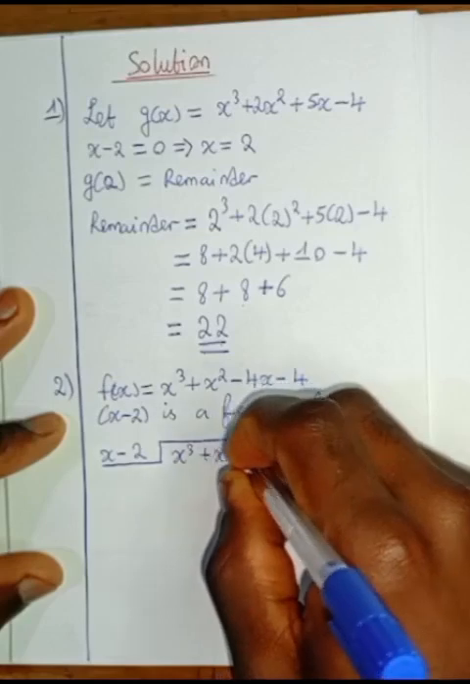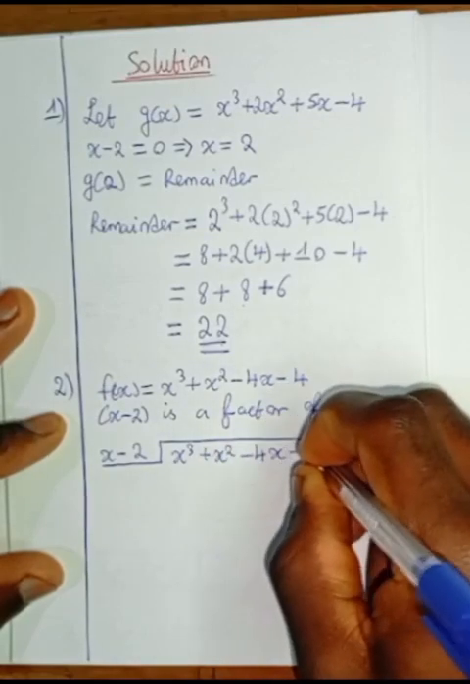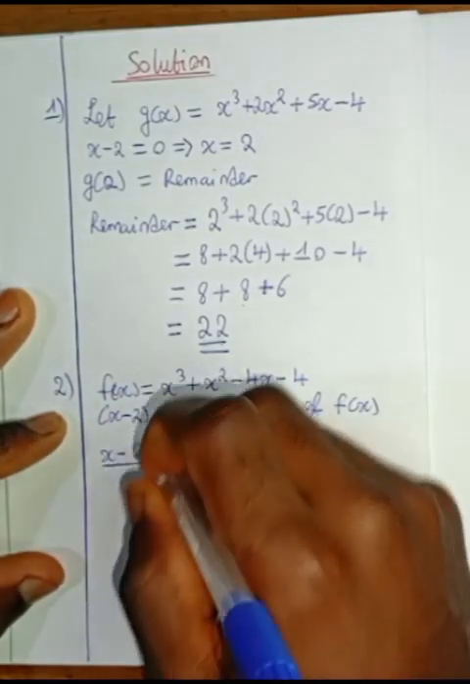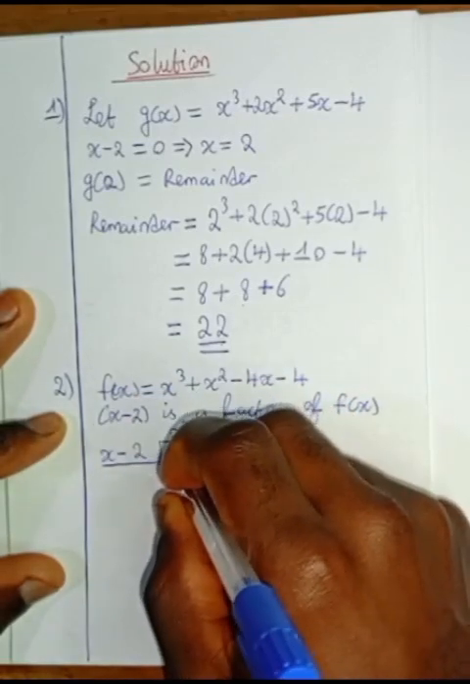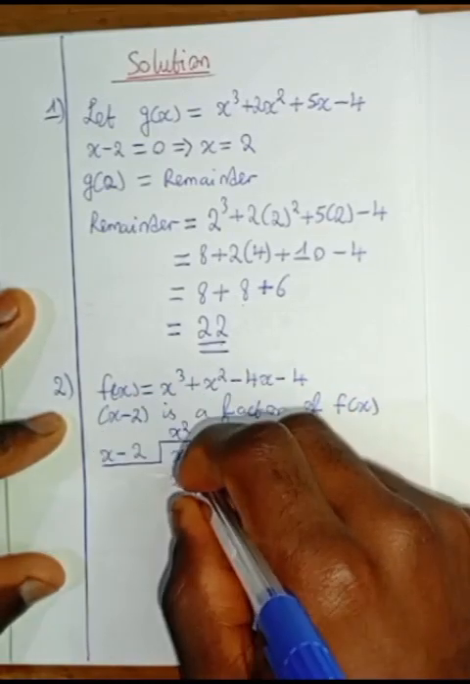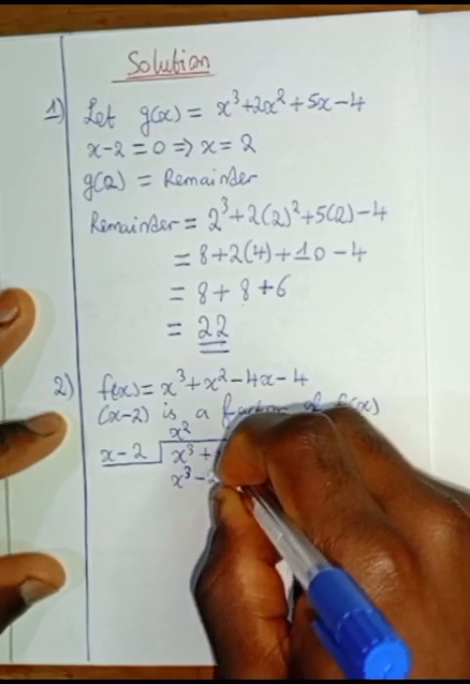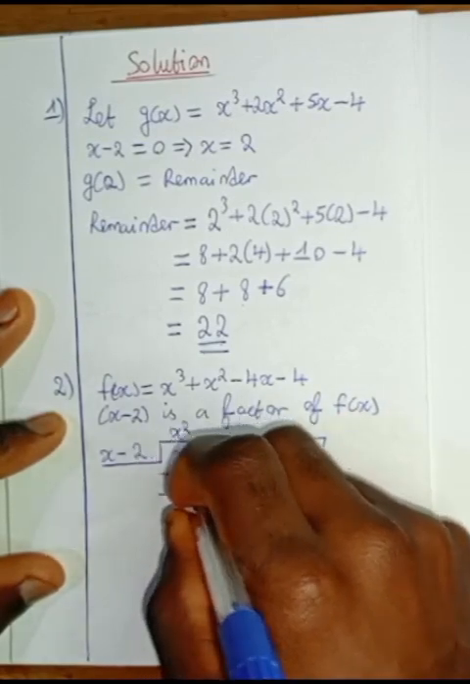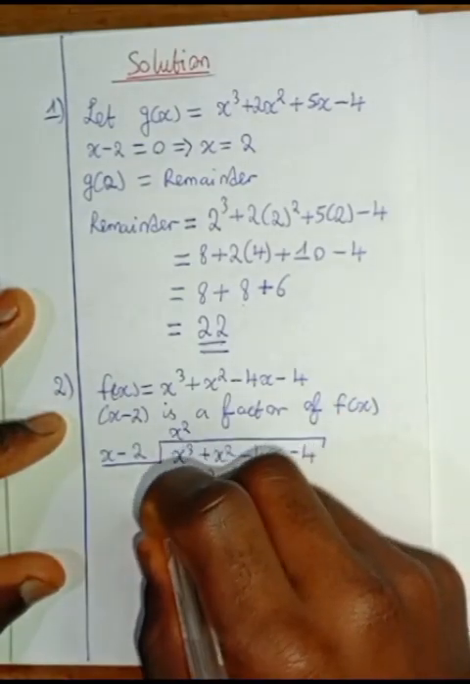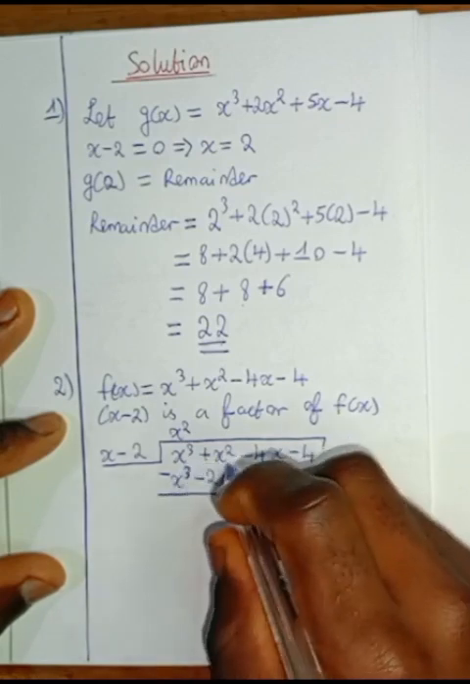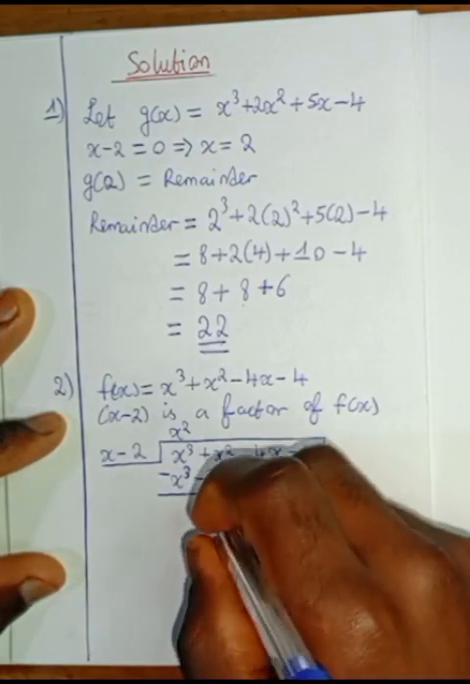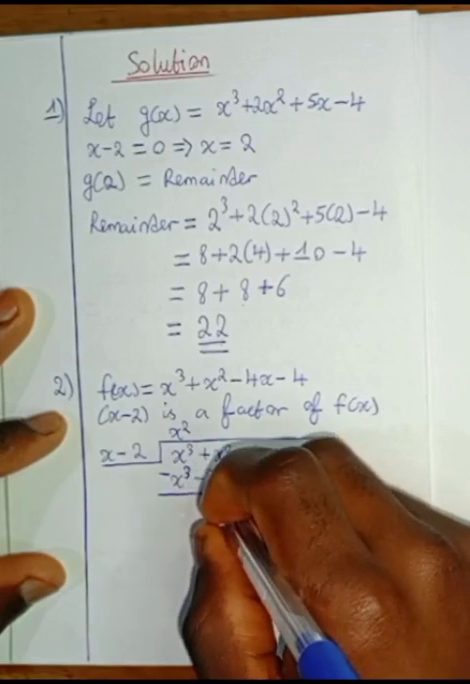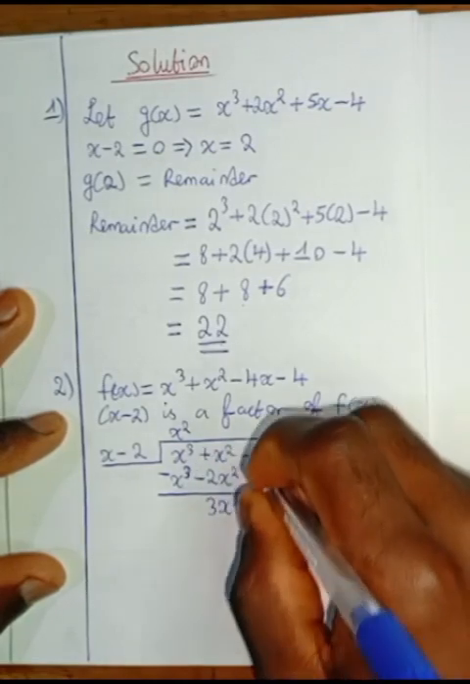Plus x squared minus 4x minus 4. X cubed divided by x gives us x squared. X squared times x gives x cubed. X squared times negative 2 gives us negative 2x squared. Next we subtract. X cubed minus x cubed gives 0. X squared minus negative 2x squared gives us 3x squared.